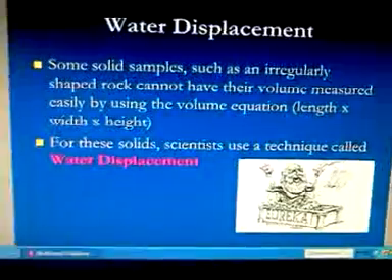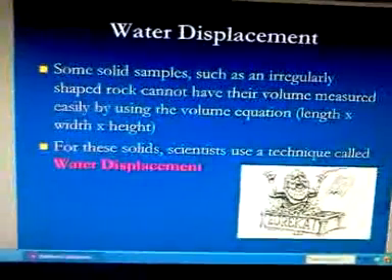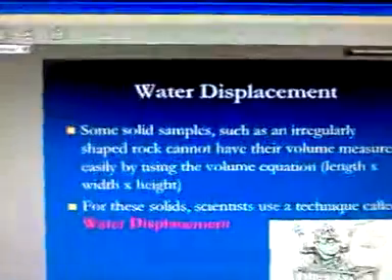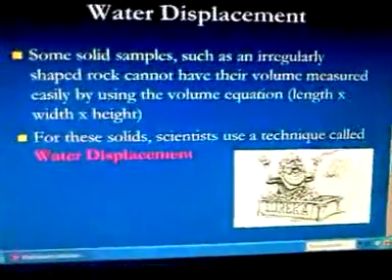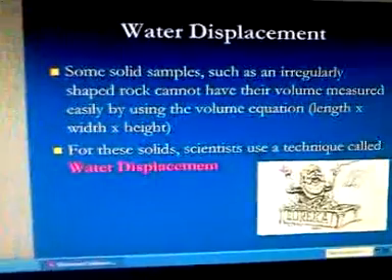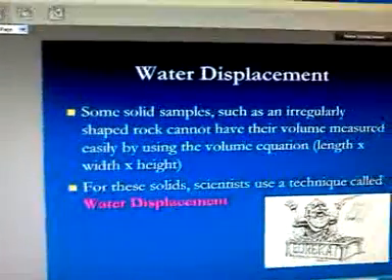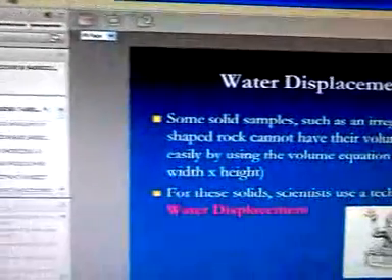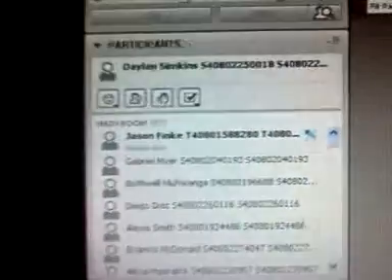Some of you guys are going to be working with volume. And you might have an irregular shaped object, but you don't know how you're going to find the volume of that object. You might have to do this thing called volume by water displacement.